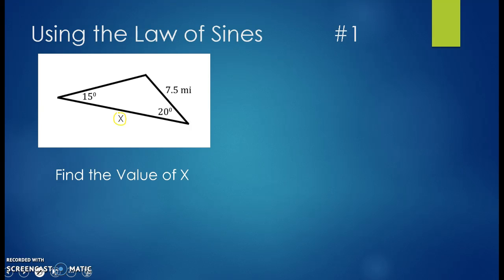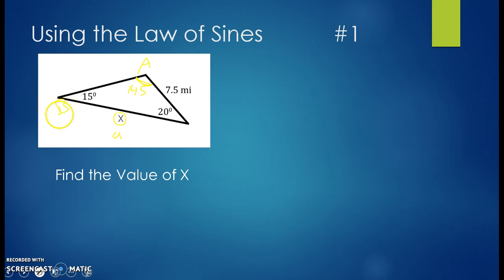We can just find the value of x by taking a look at the sides opposite this. For example, I'm going to first find this angle. We know that the angles in a triangle add up to 180. 20 and 15 add up to 35, and so if I take 180 and subtract 35, that's 145.